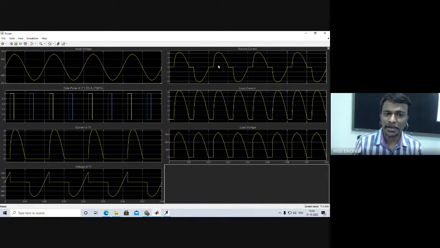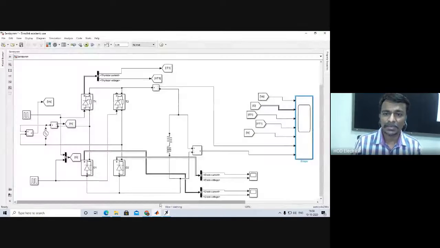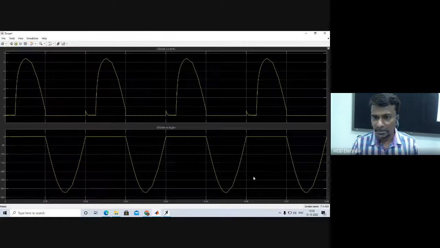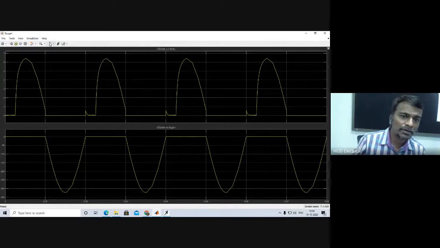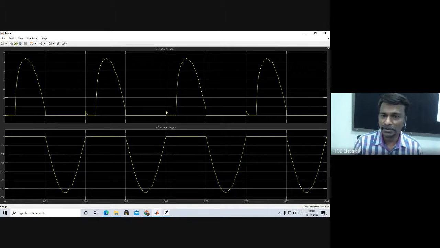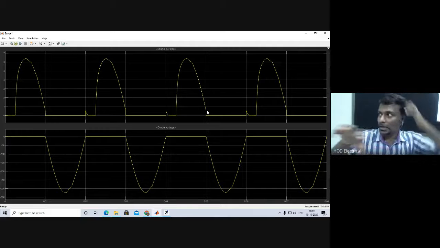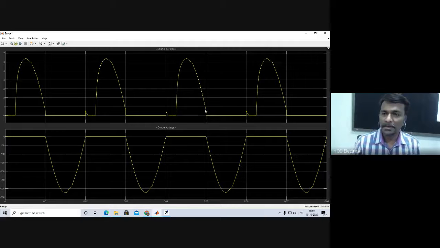So this is the way of analyzing and understanding the waveform. Similarly, we can see in the diode also there is some discontinuity. The freewheeling will be over within this period, then there is discontinuity, no freewheeling, then again the diode will start to conduct during the next cycle. So accordingly the output voltage waveform and current will be.